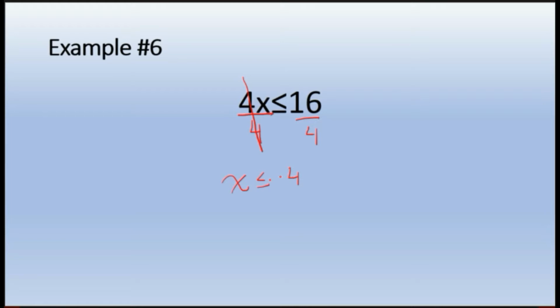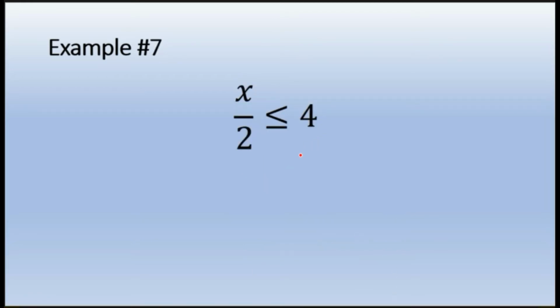Go ahead and plug in 4 for x up here. I'll get 4 times 4 is less than or equal to 16. 16 is less than or equal to 16, so that checks out.